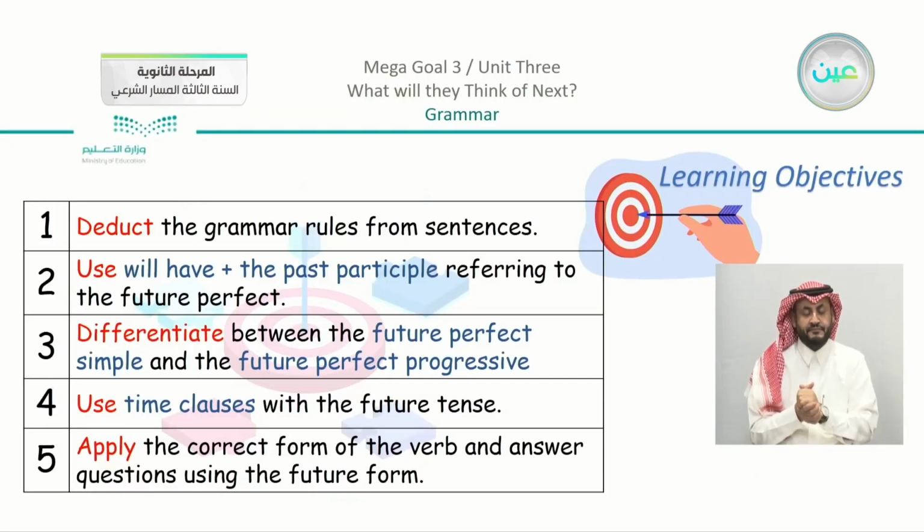Number 3, differentiate between the future perfect simple and the future perfect progressive. Number 4, use time clauses with the future tense. And number 5, apply the correct form of the verb and answer questions using the future form. Now, let's start our lesson.